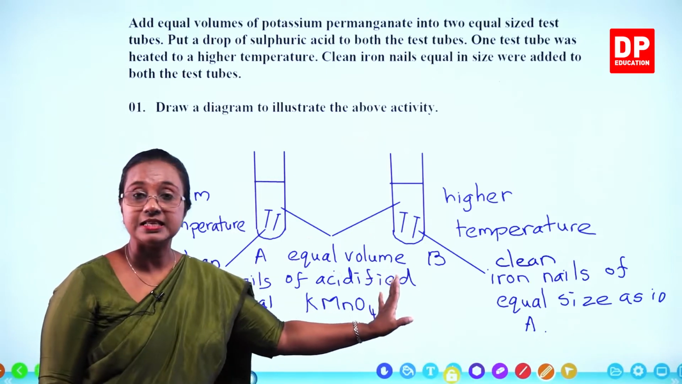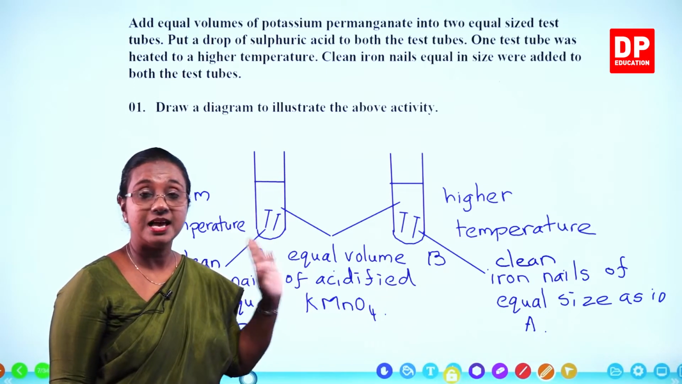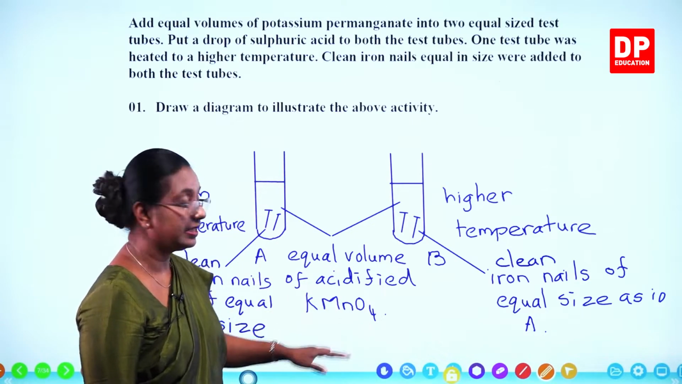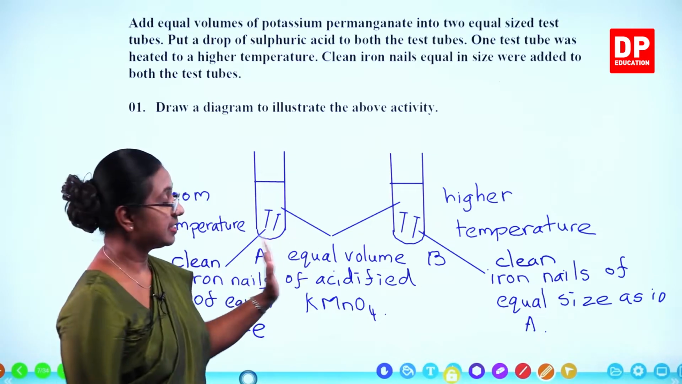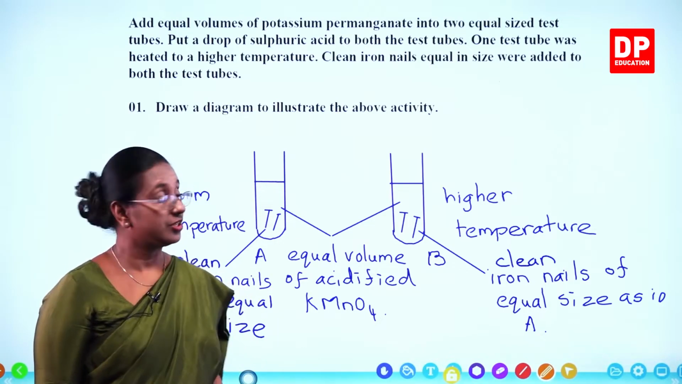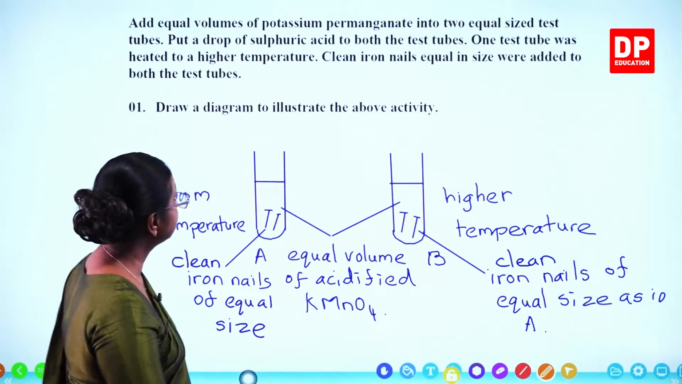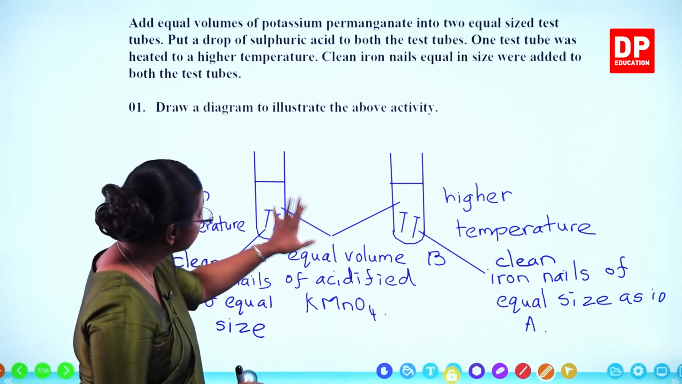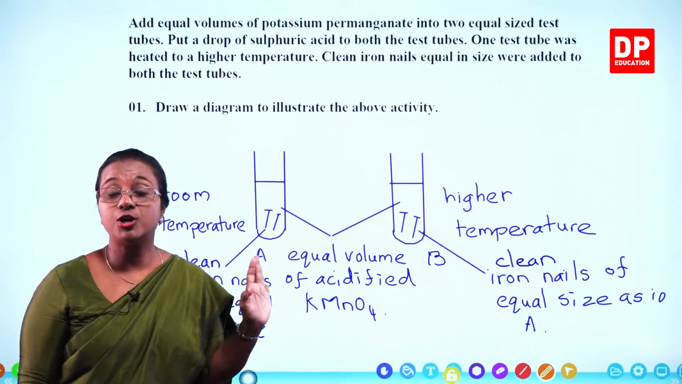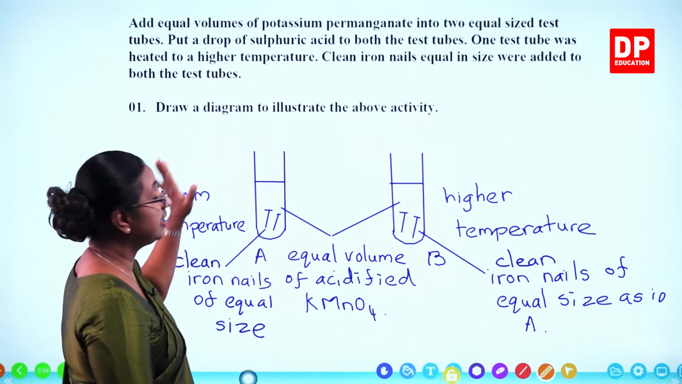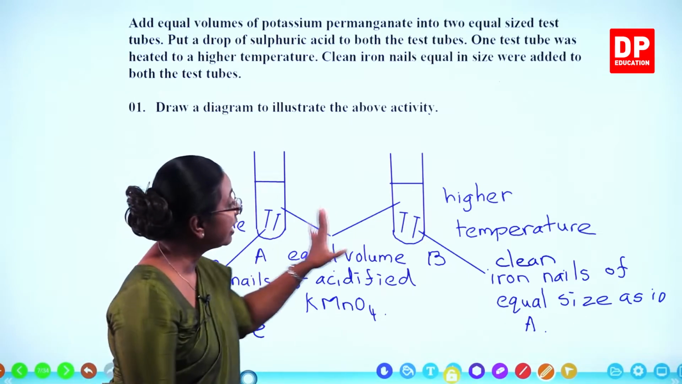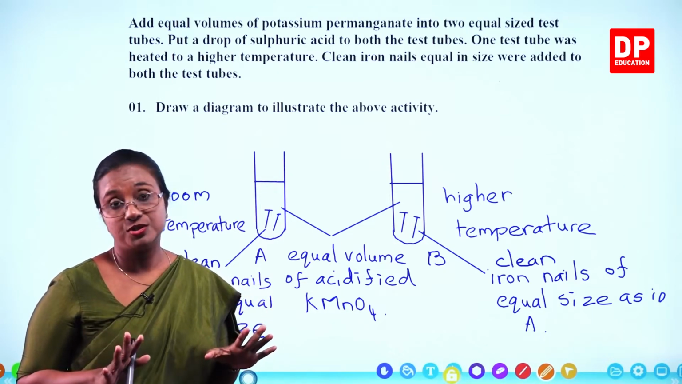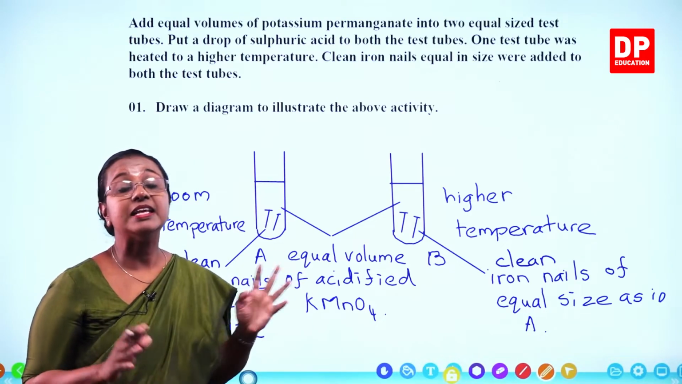So all the nails are of the same size, they are very clean, and also the same volume, equal volume of acidified KMnO4, but the temperatures are different. Is that okay, student? So if you have a diagram like this, even before reading that, just by looking at the diagram, you can get a lot of information. You need to read the question, but when you look at the diagram itself, you can get a lot of information. That is very important, students. Look at the diagram and get the information.